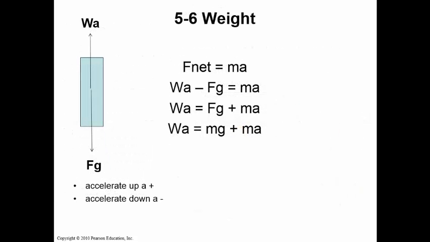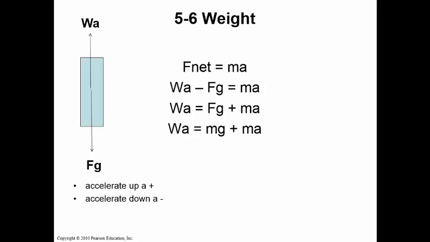If we draw a free body diagram of that, your apparent weight, WA, is the vector of the elevator pushing up on you. And then your real weight, which I'm going to call FG because it's the force of gravity, is pulling down. So the two forces acting on you are the apparent weight, the elevator pushing up on you, and the real weight, FG. If we accelerate up, acceleration will be positive. If we accelerate down, it will be negative.